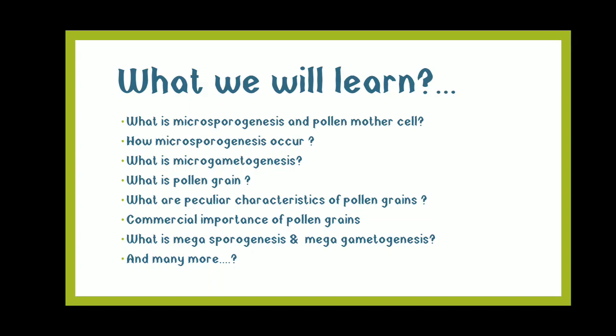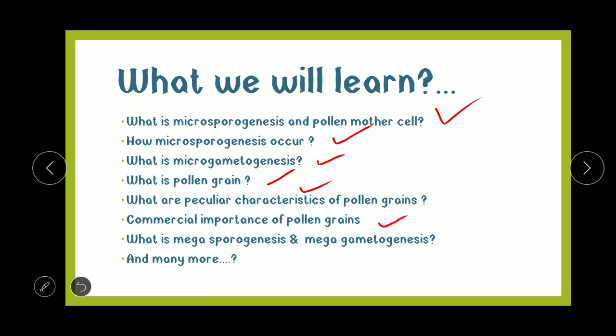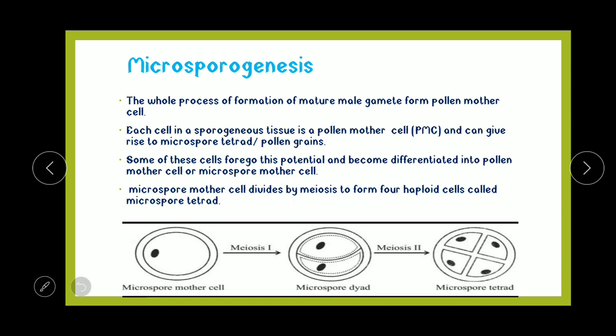So what we will learn today: we will discuss what is microsporogenesis and what is pollen mother cell. Then we will also see how the process of microsporogenesis occurs. We will see what is microgametogenesis and how it is different from microsporogenesis. Then what is pollen grain, what are the characteristics of pollen grain. Then the commercial importance, how it is beneficial for industrial or commercial purposes. Then we will also see what is megasporogenesis and megagametogenesis.